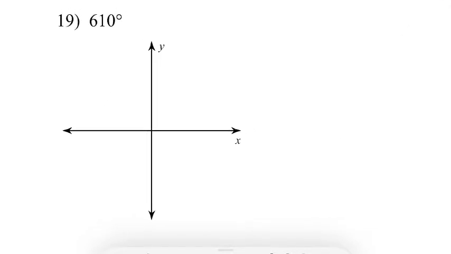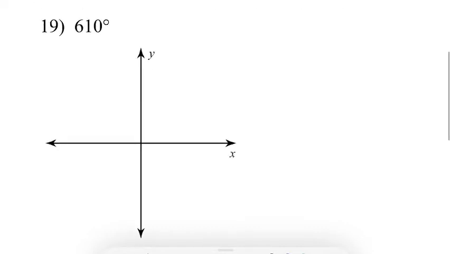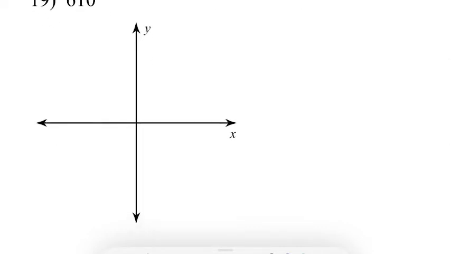So 19, we needed to sketch it. We're going to go all the way around the circle once and then end up at 250. We're going positive, so positive 360 and then another 250, so not quite to 270, somewhere in the third quadrant.